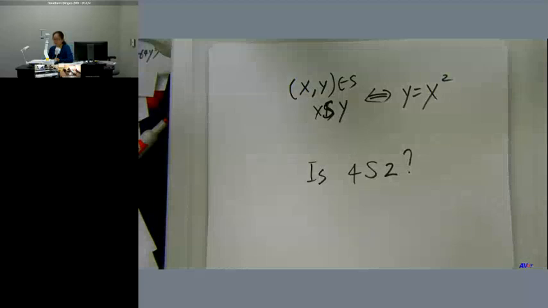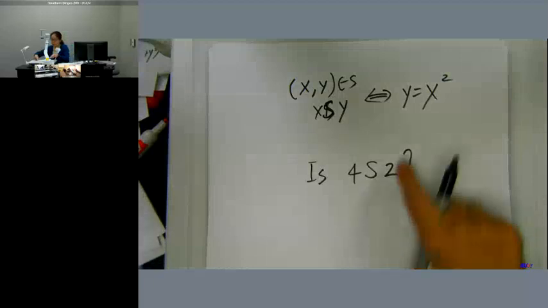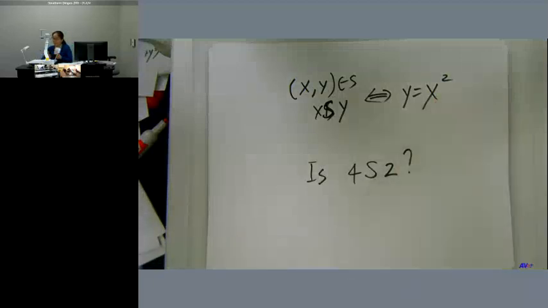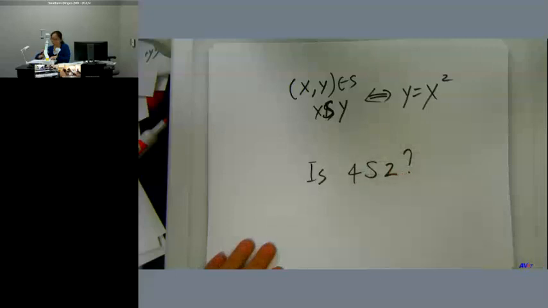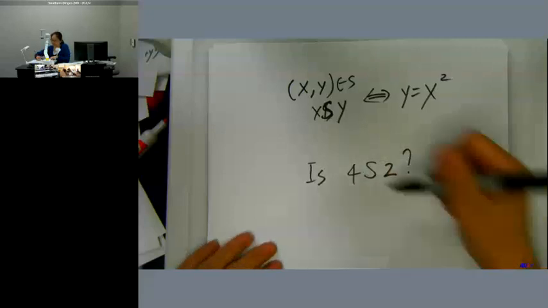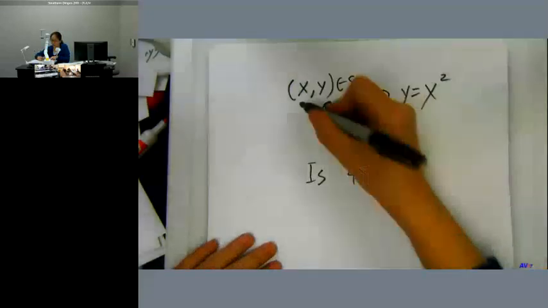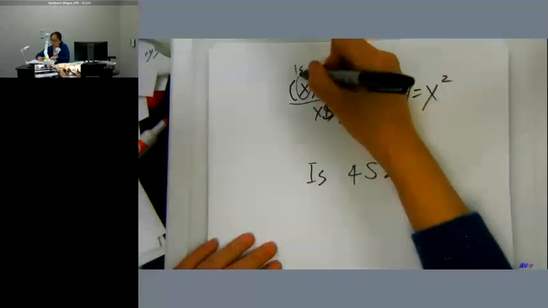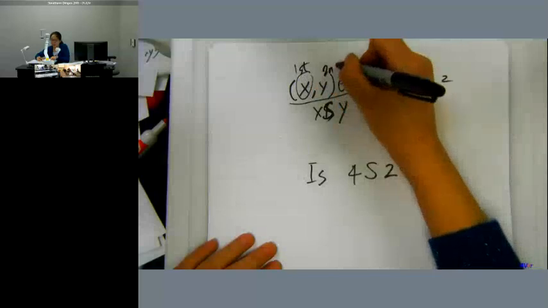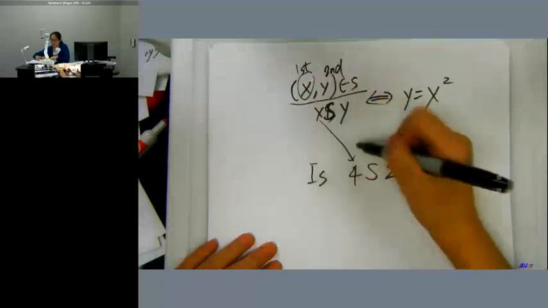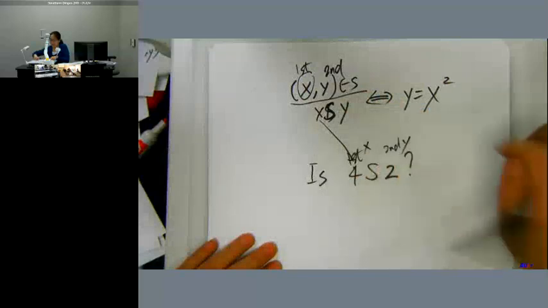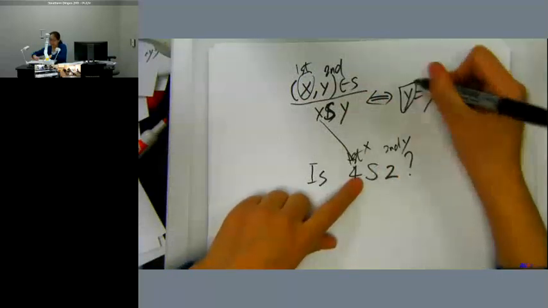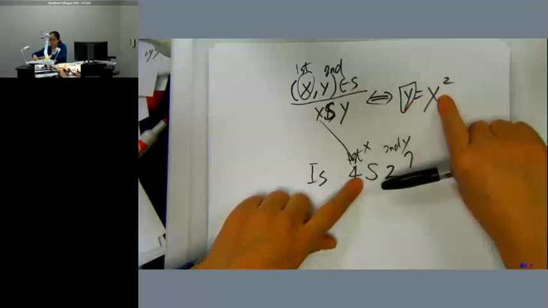Yes or no? It seems like yes, right? Because 2 squared is equal to 4. But no, because the order matters. Look at the way they put it. X is the first number, Y is the second. You cannot switch them. So X is the first, Y is the second. When you plug it in, it says the second number is the first number squared.